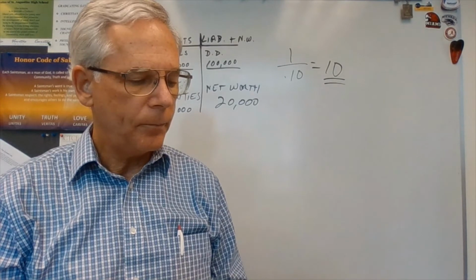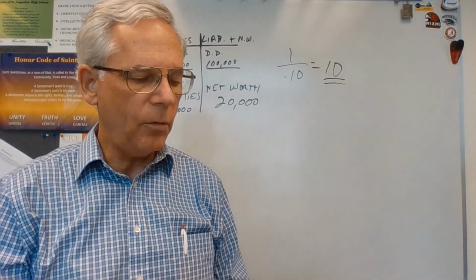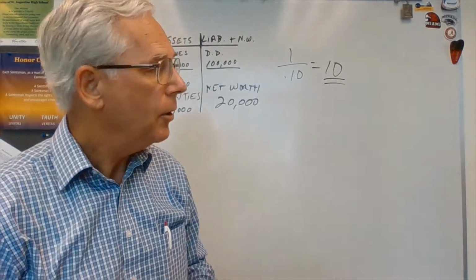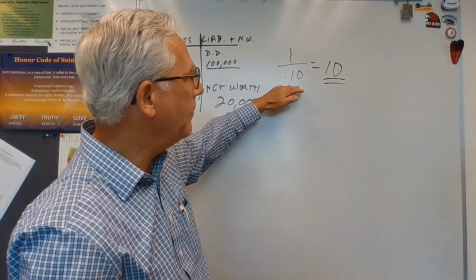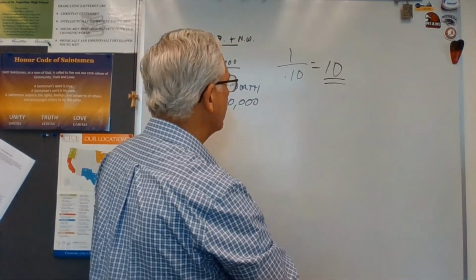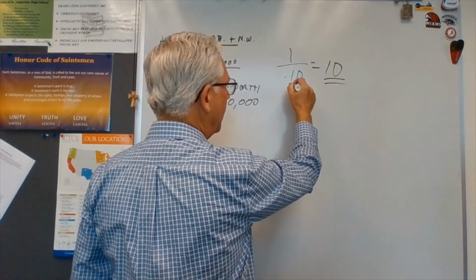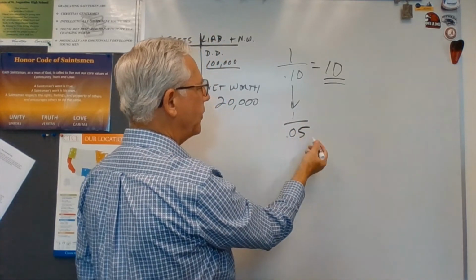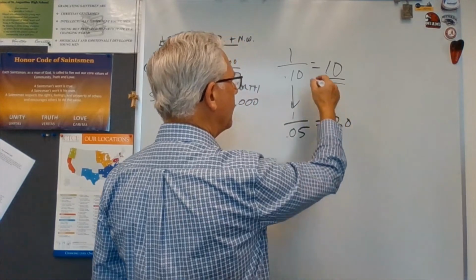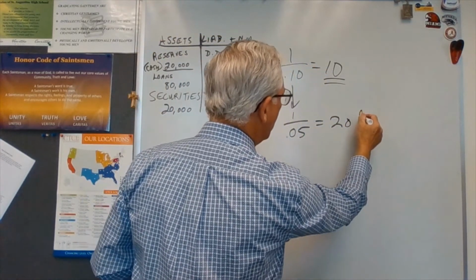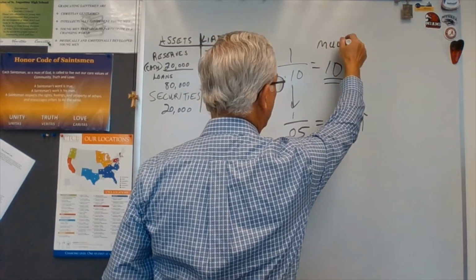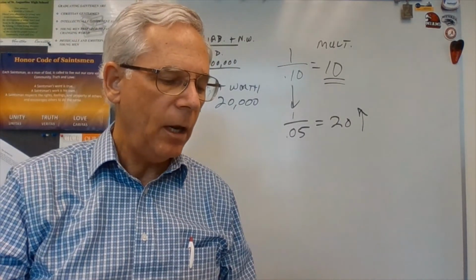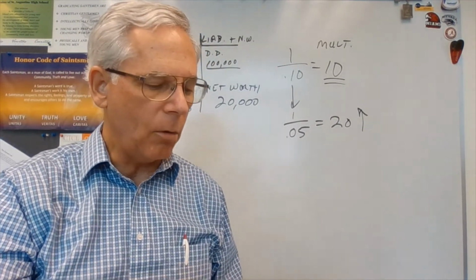Number 9, how would a decrease in the reserve requirement affect the size of the money multiplier? So if we decrease this to just 5%, that would be 0.05. So let's say we go from 10% to a 5% reserve requirement. 0.05 goes into 1 20 times. So lowering the reserve requirement would increase the money multiplier, and raising the reserve requirement would lower the money multiplier.